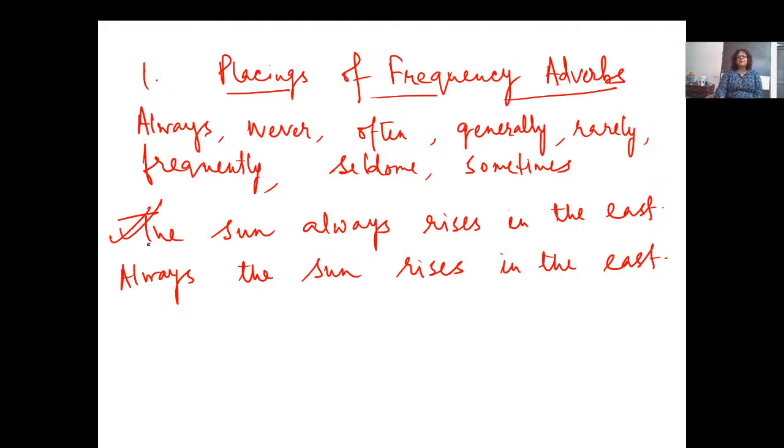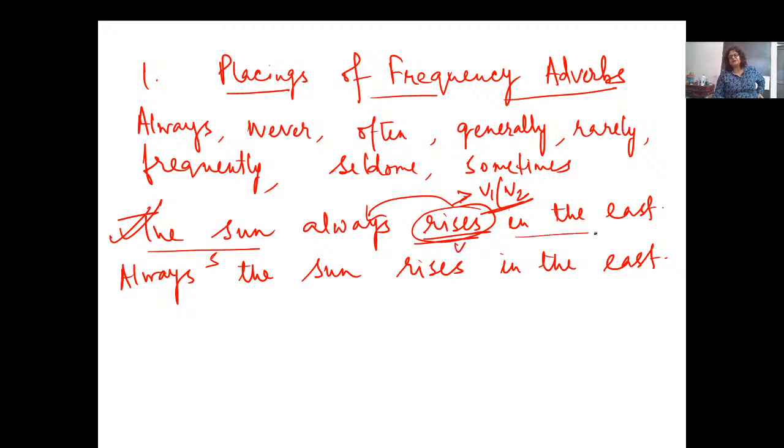Why is the second sentence wrong? Because frequency adverb is always placed before the principal verb. Here rises is the principal verb. Here rises is the main verb. That is the first form of the verb. You can say second form of the verb also. Before first form of the verb or before second form of the verb, frequency adverb is always placed. So here the sun is a subject, rises is a verb, in the east is a place. And always is a frequency adverb. And before the principal verb, we have to take always. But here is a wrong sentence because always is placed before the sun. No, it is not the correct option. Because the first point you have to remember is that the frequency adverb always places before the principal verb or main verb.